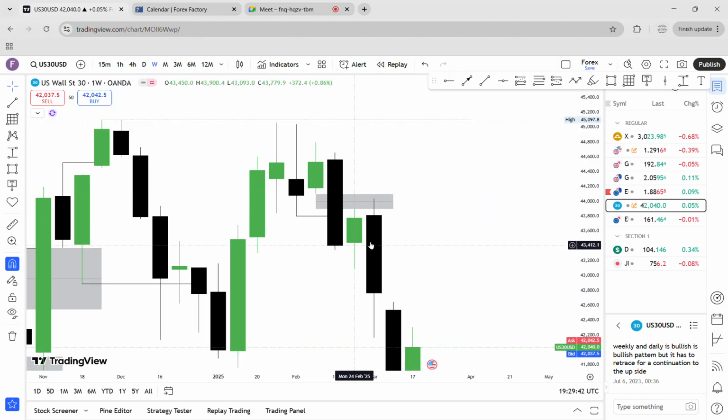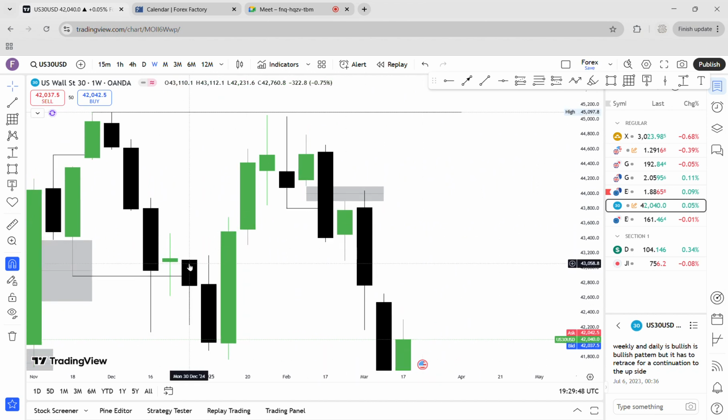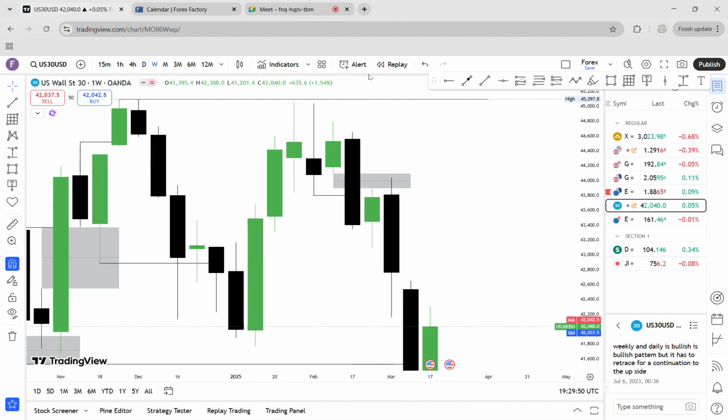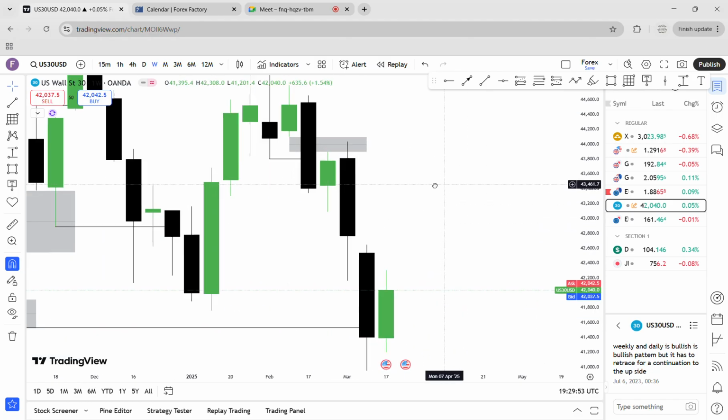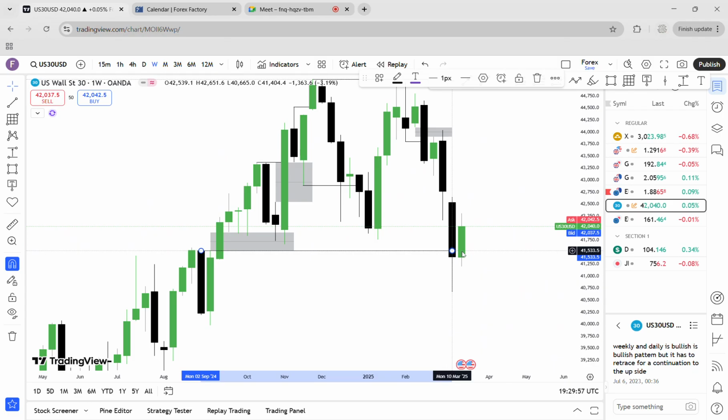We create inefficiency right here. If price was not going to move down, there is no point in creating this down inefficiency. We will just come and probably mitigate and just keep going higher. But creating inefficiency is telling you that price wants to be moving in the opposite direction. Right here, that is when we come back down here.